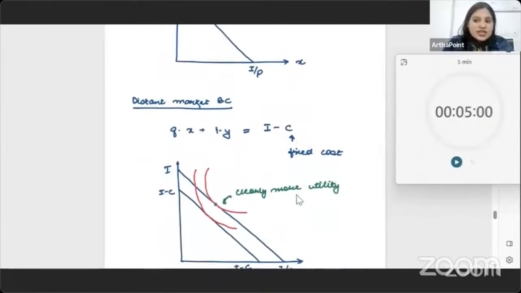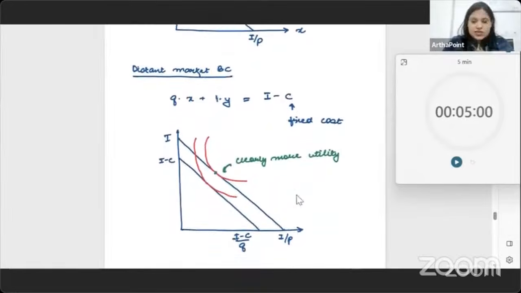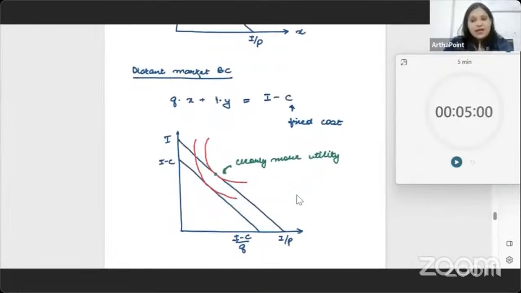the y-axis intercept will be I minus C. The x-axis intercept will be I minus C by Q. So how do I find the x-axis intercept? Put y as 0. If you put this as 0, you will get x as I minus C by Q.